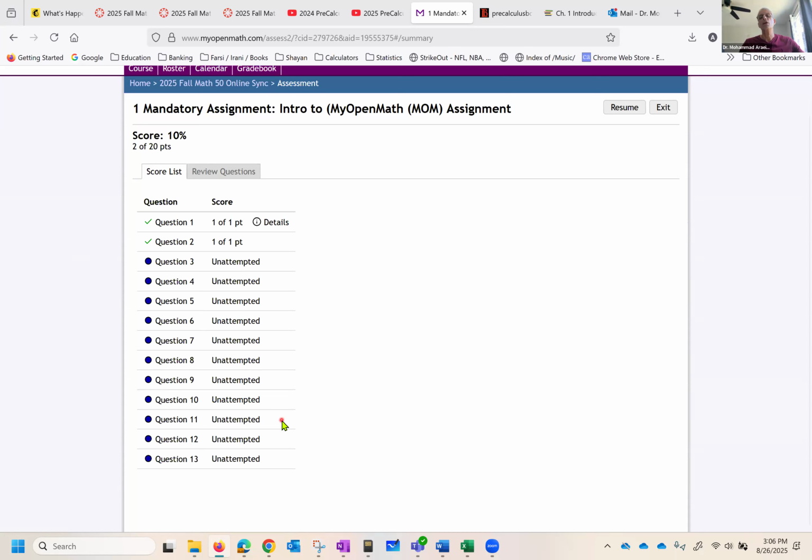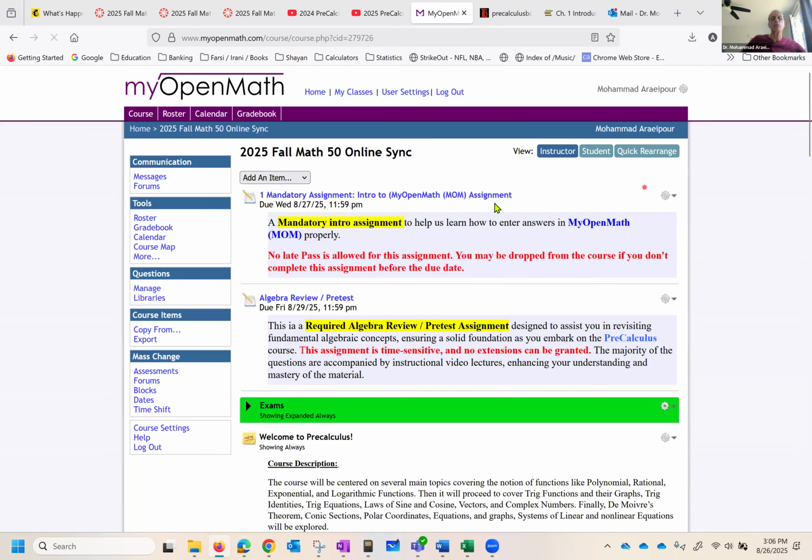So what do you do? You can come back before the due date and resume and keep on adding. If you don't, it just gives you the grade you already received. So this grade is yours already, but you can improve upon it by coming back and finishing it. And that's the beauty of the homework in My Open Math. I'm going to exit. It's very simple to ace everything.